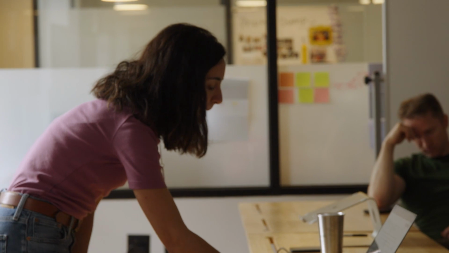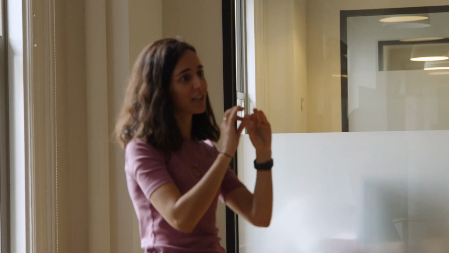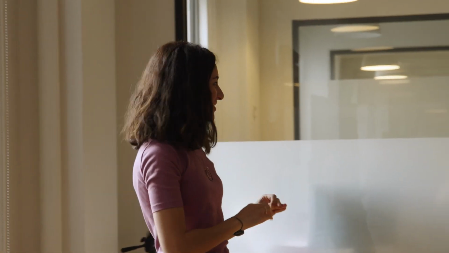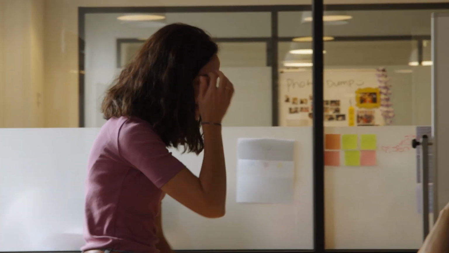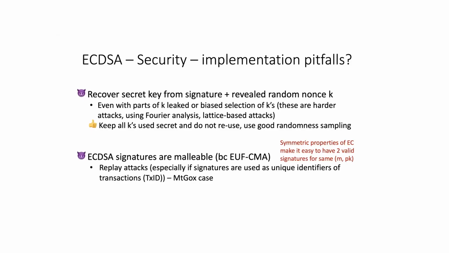So this can create replay attacks, especially if signatures are used as the unique transaction IDs of transactions in Bitcoin, and this was a case with Mt. Gox many years ago. And what is important to enforce here is that there is a single canonical signature for any given public key and message, and this is something that is actually adopted by Ethereum.